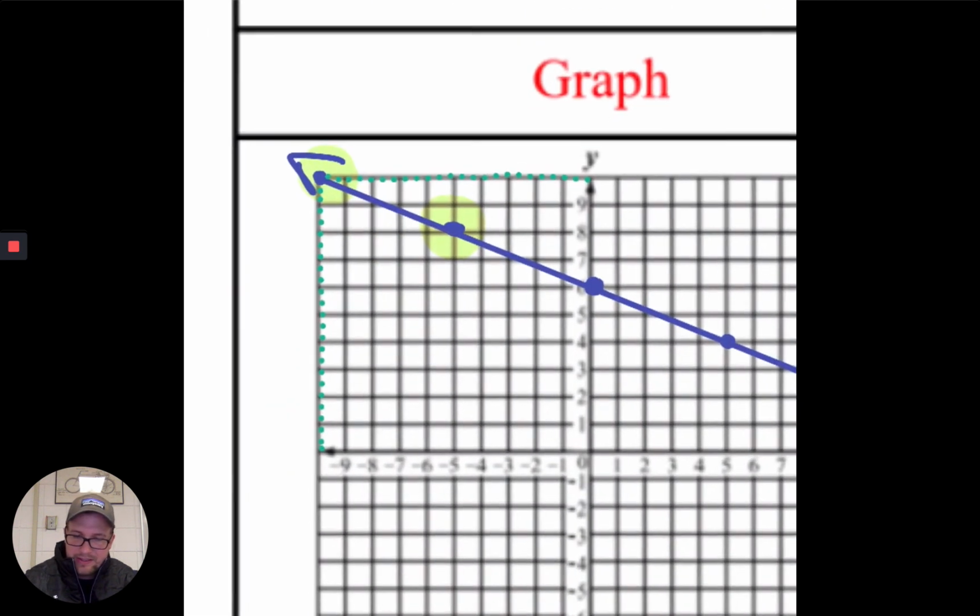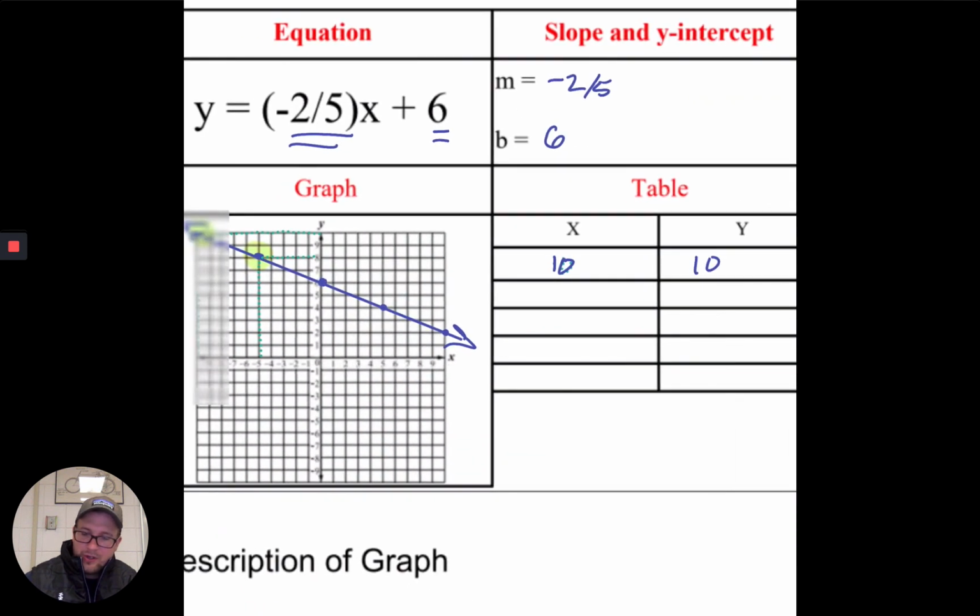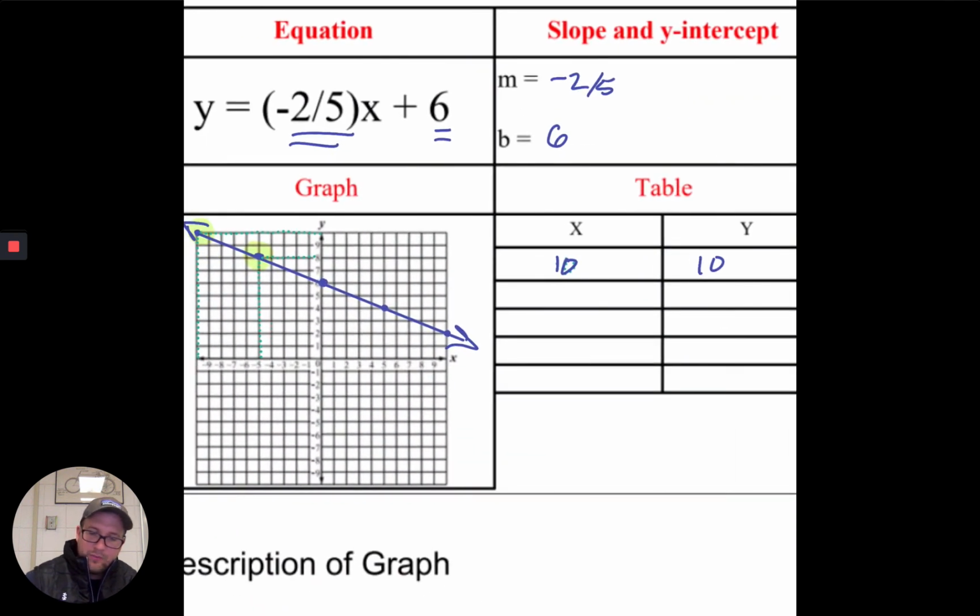So looking at this next point, it looks like this one would have the x value of -5, and it would have the y value of +8. So -5, +8 would be our coordinate.